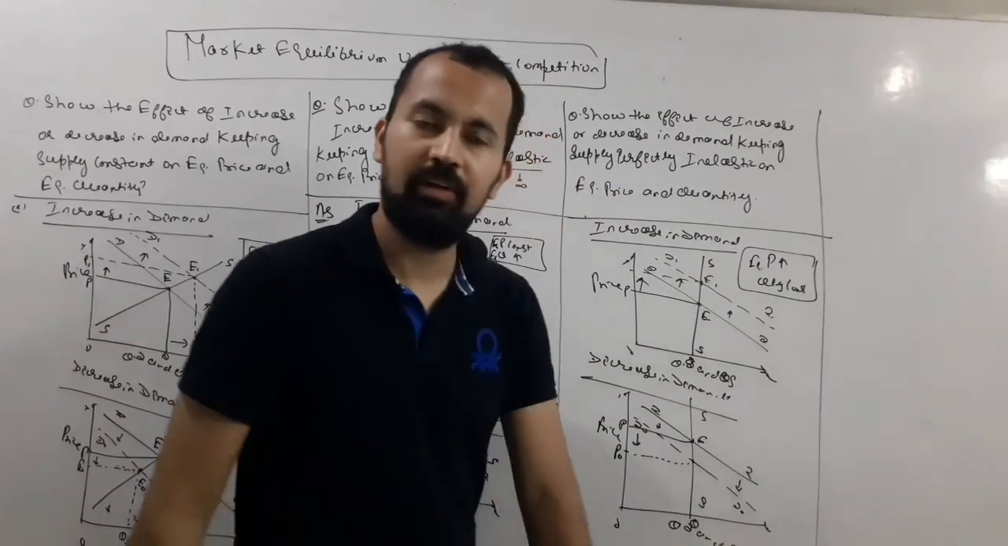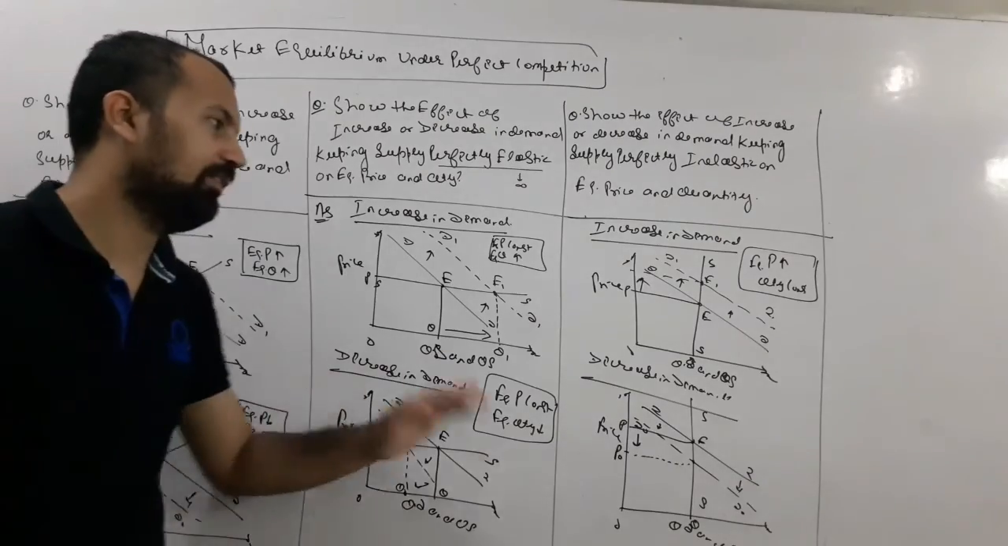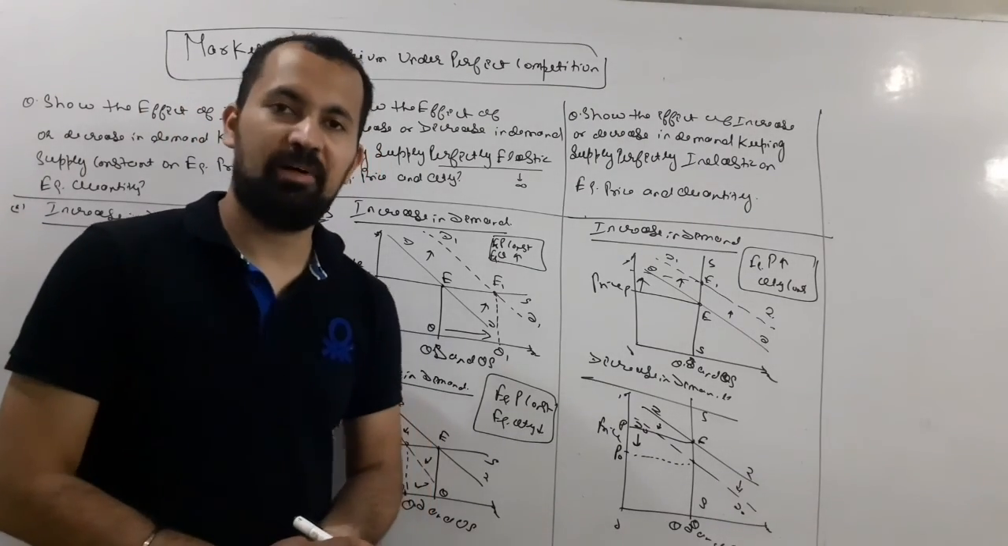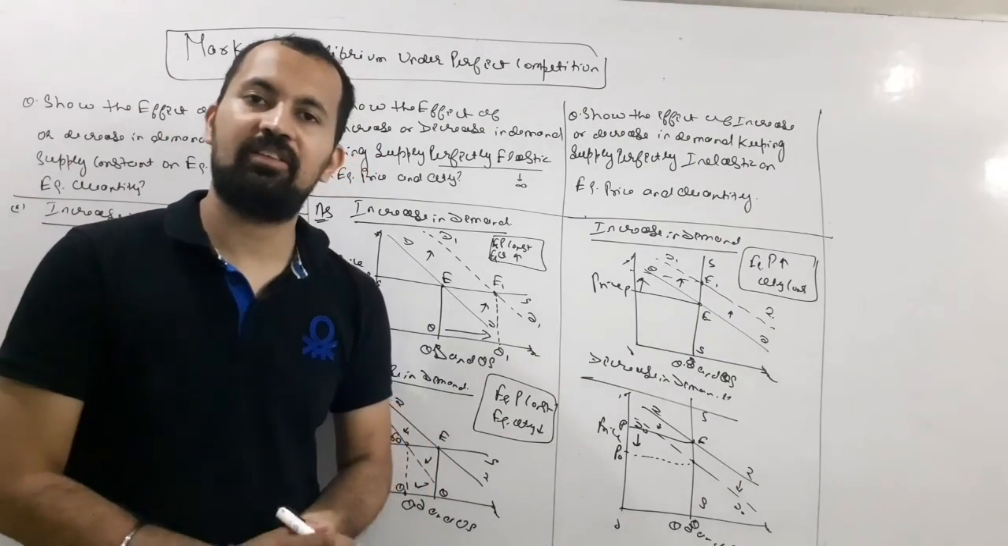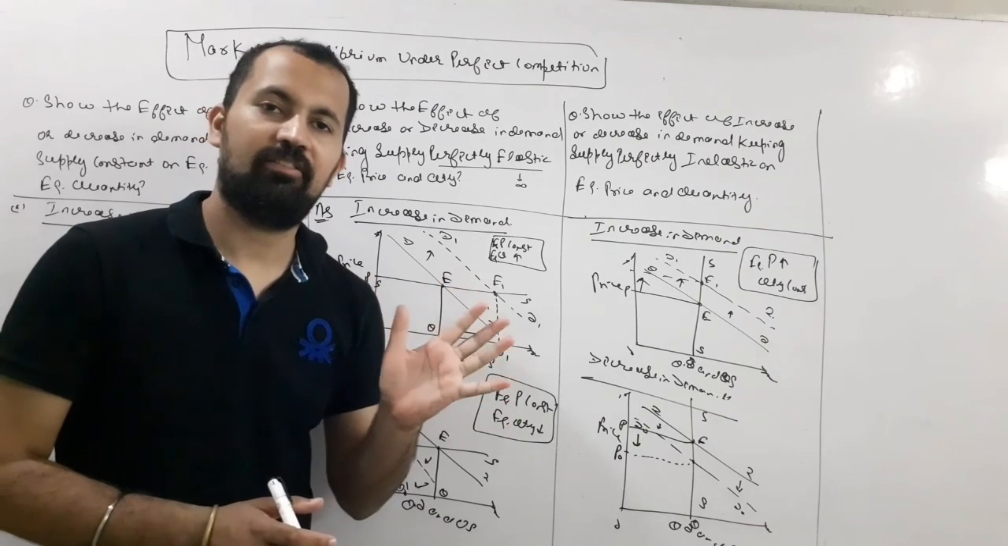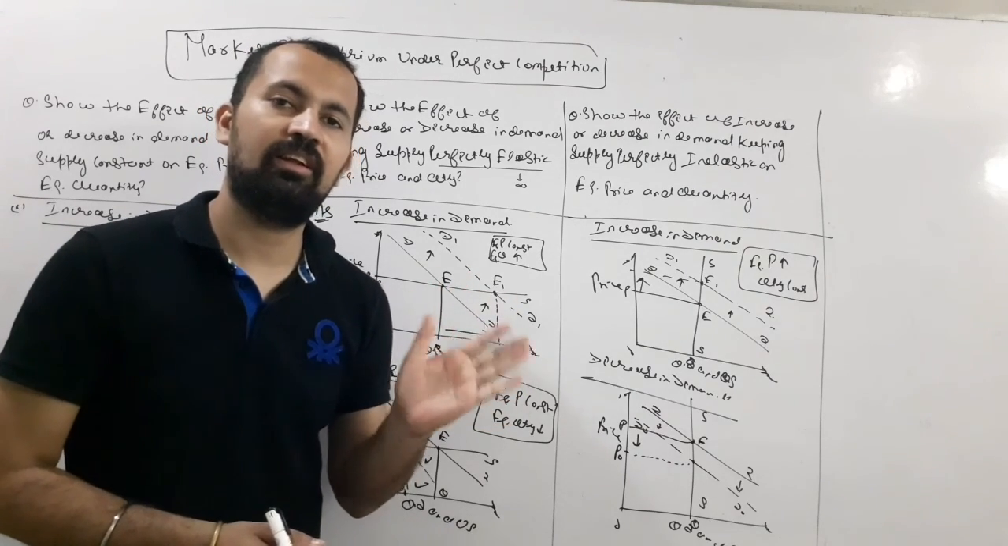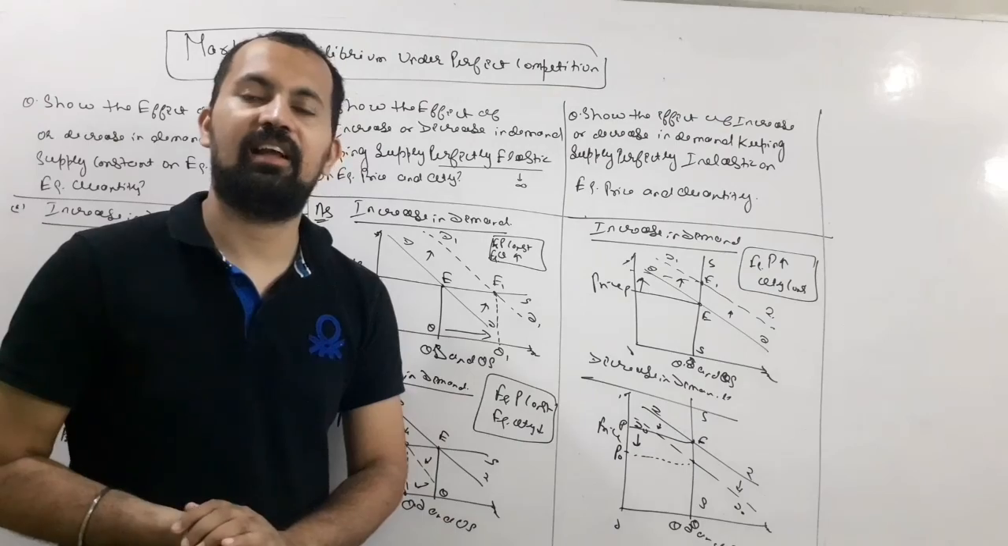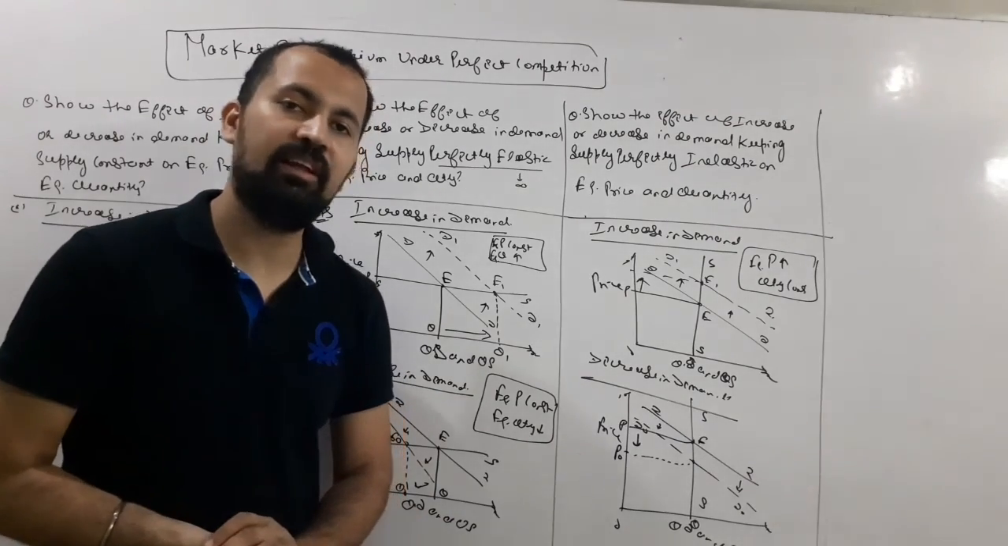These were the three questions that we have done, that is, changes in demand on equilibrium situations: in one situation supply is constant, in one situation supply is perfectly elastic, and in the last situation supply is perfectly inelastic.